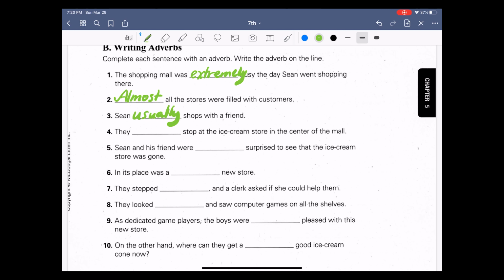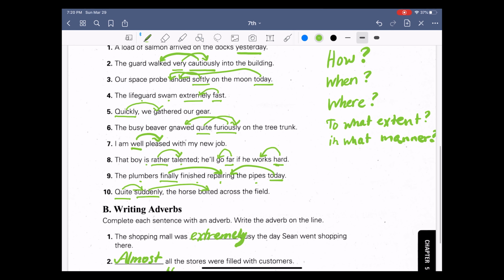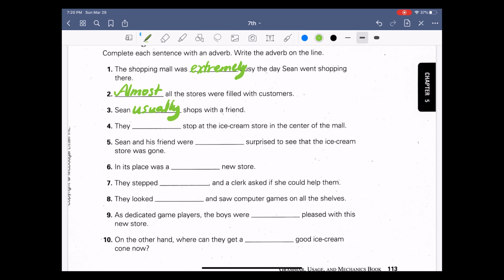They blank stop at the ice cream store in the center of the mall. When, or let's see, what are other questions? How, when, where, to what extent, in what manner? Maybe sometimes. They sometimes, their parents would probably prefer sometimes, stop at the ice cream store.